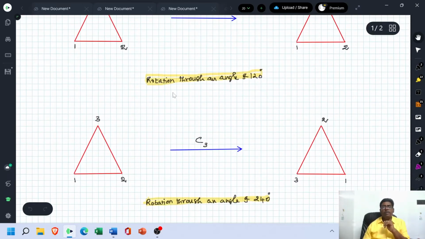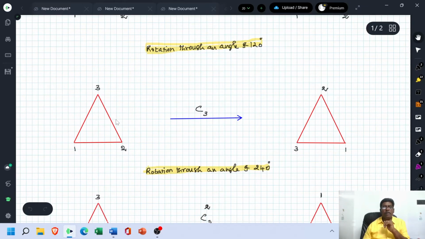The next symmetry operation is rotation through an angle of 120 degrees. Say this is an equilateral triangle. If you provide 120 degree rotation about the vertical axis in the anticlockwise direction, the point 1 is shifted to this position, then 2 is shifted to this position, and the point 3 is shifted to this position. So this is a newly arrived triangle. This triangle is called an equivalent triangle to this original one because of the difference of points. If you see this triangle without all these points, this is also an identical triangle. Anyway, we can get the same structure.